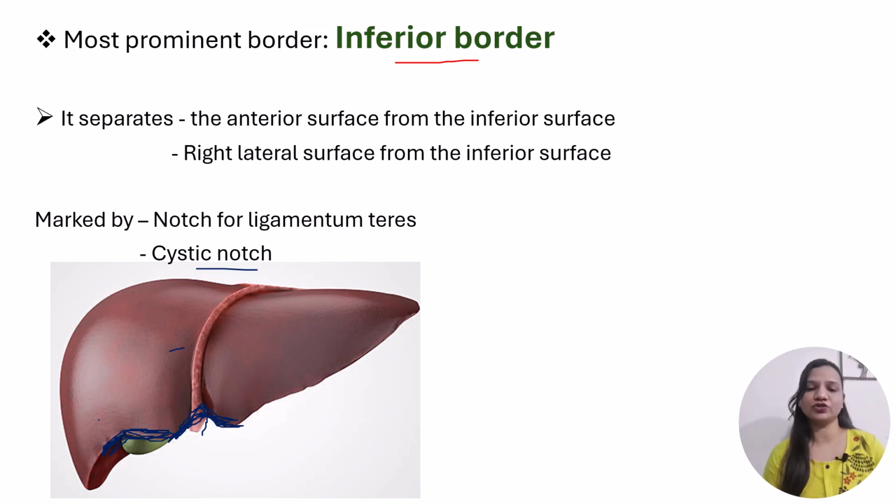So there are two notches. The first one is the notch for ligamentum teres, which is this notch, and the other is the cystic notch. This is the cystic notch, and this is the notch for ligamentum teres. So these are the two most important notches you will find when you see the inferior border of the liver.